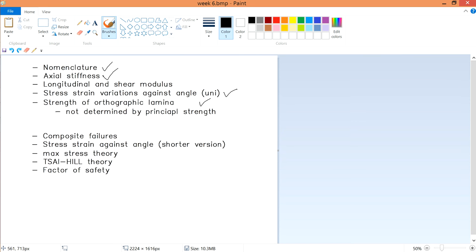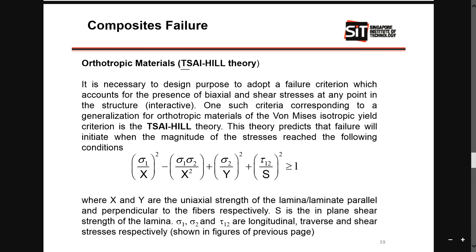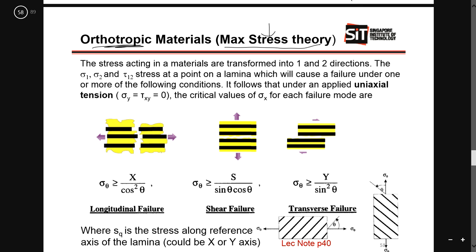We have somewhat cleared up the understanding of composite failure, and stress and strain at a certain angle, the shorter version, meaning the von Mises stress for the isotropic material, and the Max Stress Theory for the anisotropic material. So now we are left with two things. The Tsai-Hill theory. So what is Tsai-Hill theory? Tsai-Hill theory is an extension of the Max Stress Theory, to a certain extent.